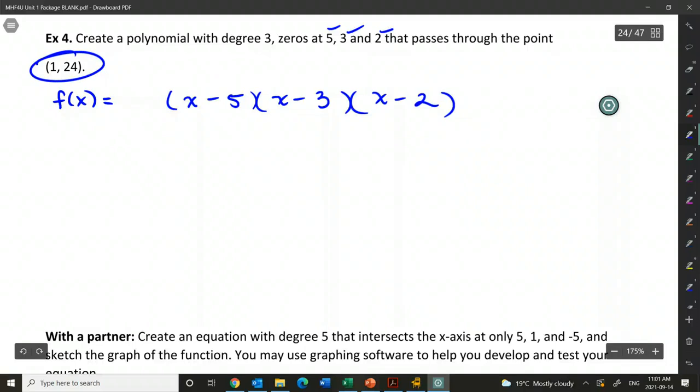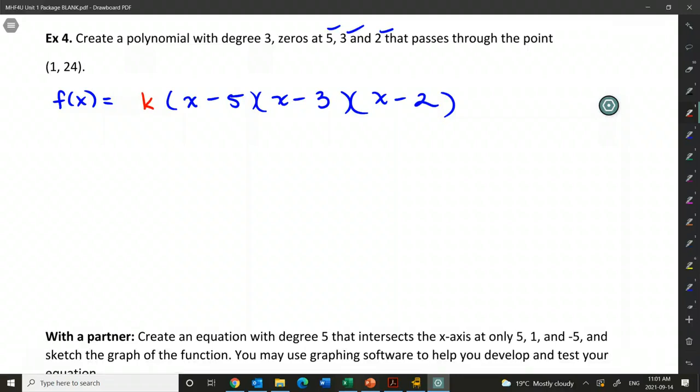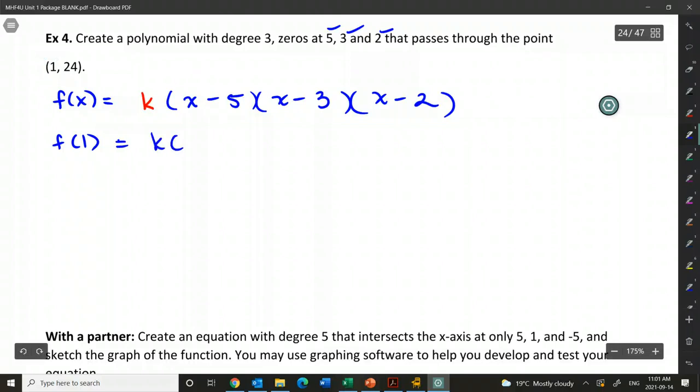Here's the problem, (1, 24). How do I make sure that this goes through (1, 24)? We will have some multiple out here. We're going to call it k for now. And we're going to solve for that by just subbing in the point. Okay, so all I have to do now is evaluate when x equals 1, because that's what's given to me. And I'm going to plug in 1 for all the x's. So thinking back to function notation in grade 11, and how we evaluate functions at specific values.